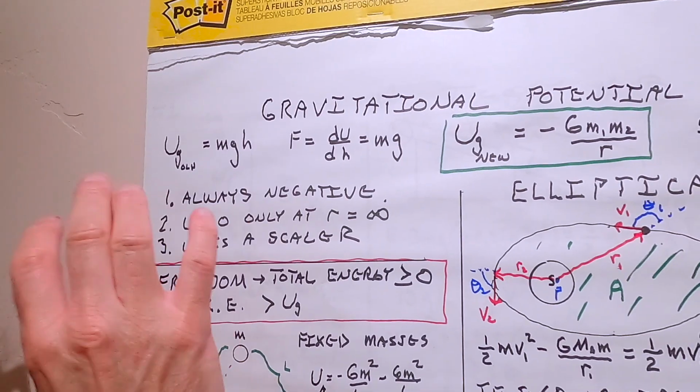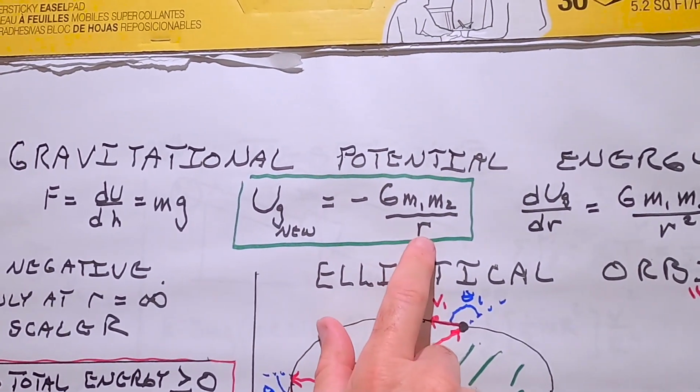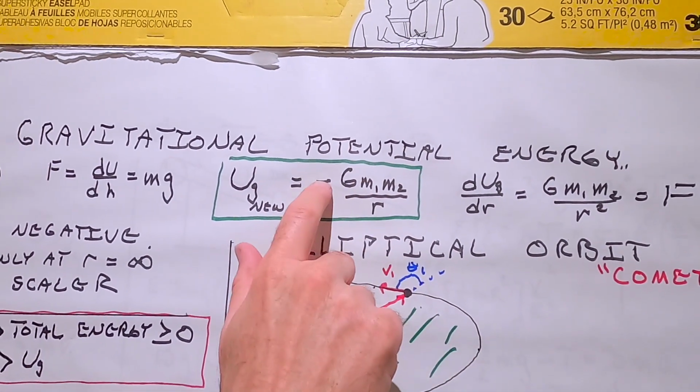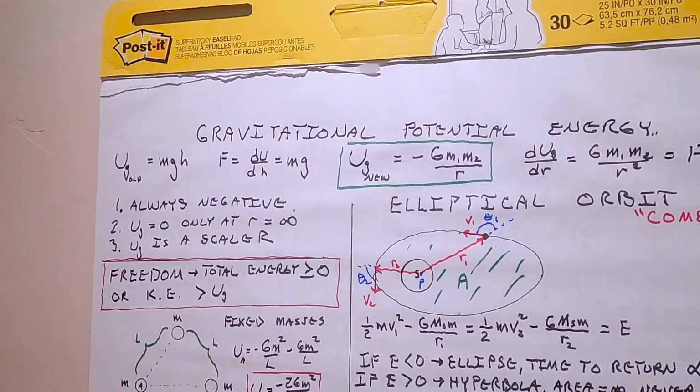Now, first of all, you'll notice that this is always negative because r could never be a negative number, and m and G are all positive. So the potential energy due to gravity is always going to be negative.